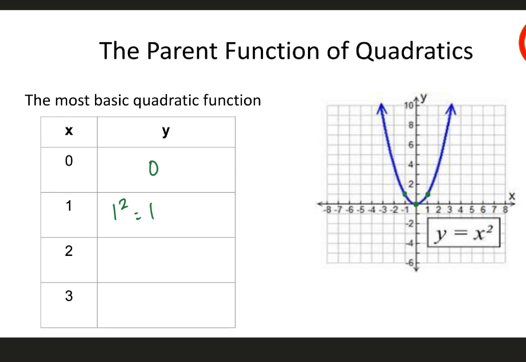And then we can use the fact that a parabola is symmetric to plot the other point. Then we can plug in 2, 2 squared is 4, so 2, 4 would be our next point, and then we can use a symmetric point to plot on the other side, and then we can plug in 3, 3 squared is 9, so the next point would be 3, 9, and then again using symmetry to plot my other point. So when we're talking transformations in vertex form, we're talking how does a parabola change in relation to our parent function y equals x squared.